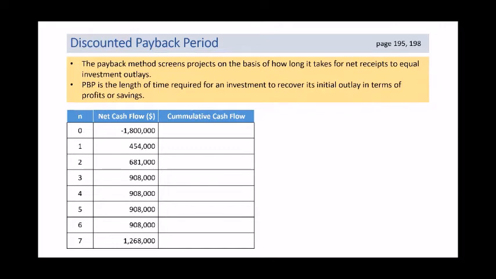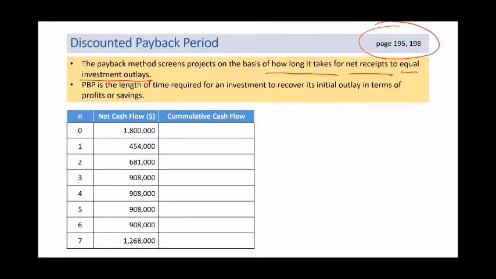Okay, what is discounted payback period? So it says here, the payback, so that you can see the page number. If you want to refer to your book, you can find it here. So I put the page numbers. So the discounted payback period or the payback period method screens projects on the basis of how long it takes for the net receipts to equal investment outlays. So how long it takes for the net receipts, what you receive, to equal the investment outlay.